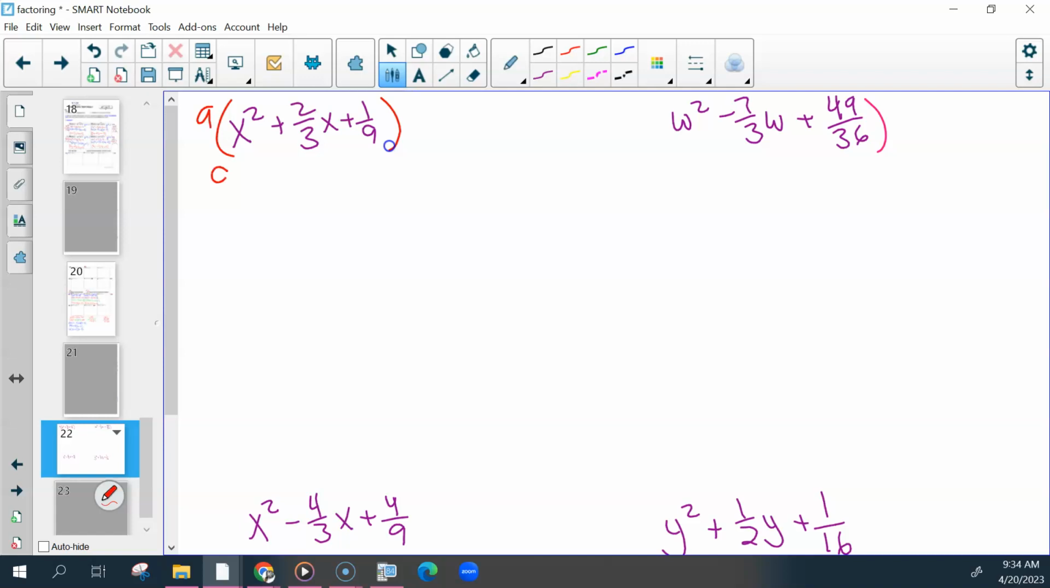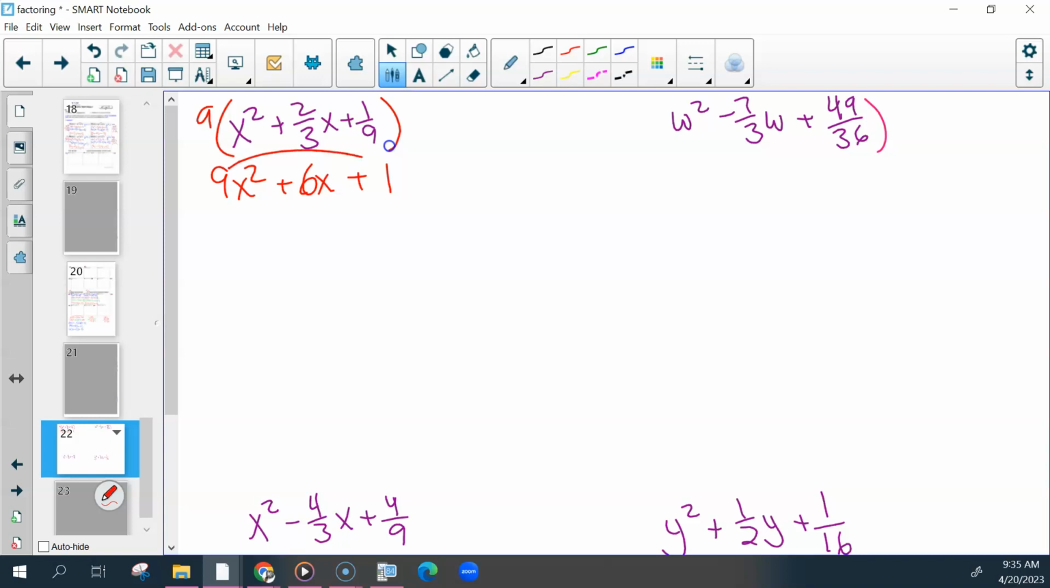So that's going to make this 9x squared. What would the middle term be? 6x, and then the last one would just be 1. So now it looks nicer, it looks like something we've done before. So then the process is the same.